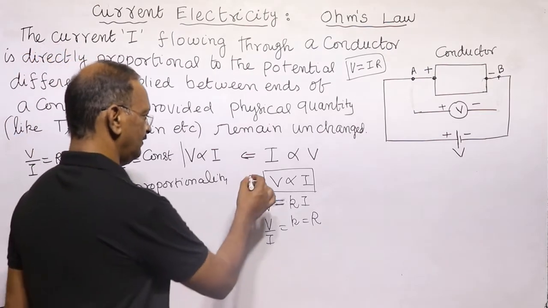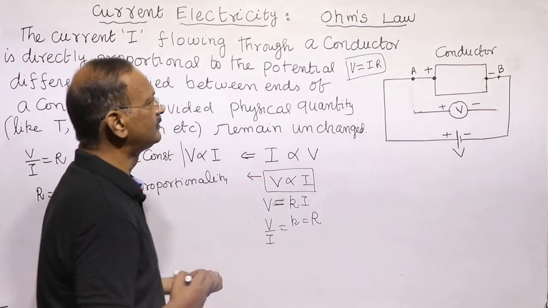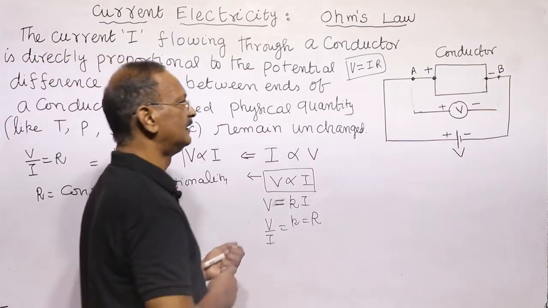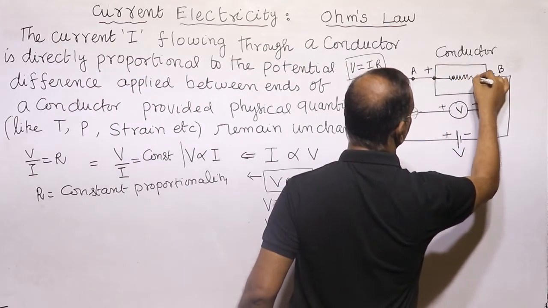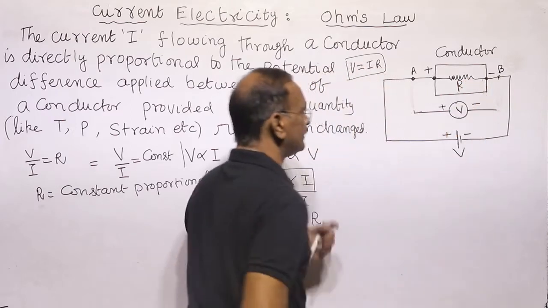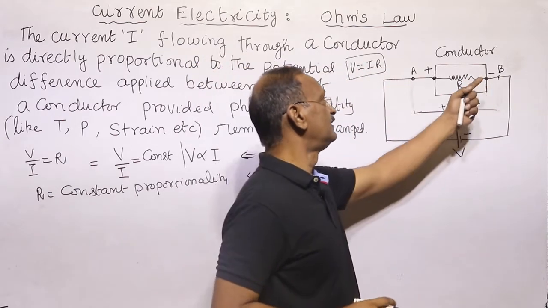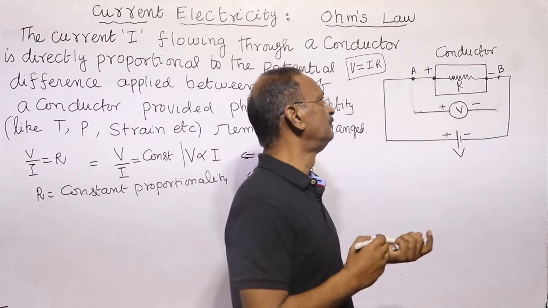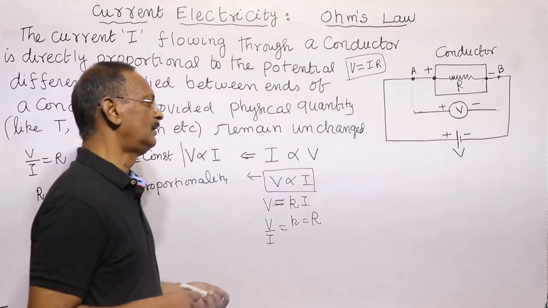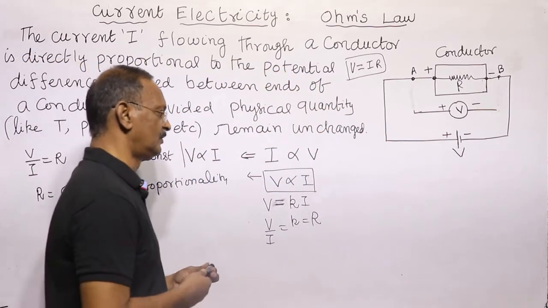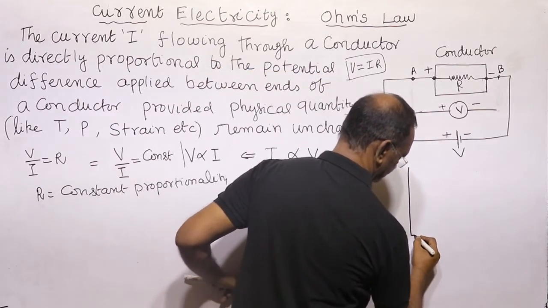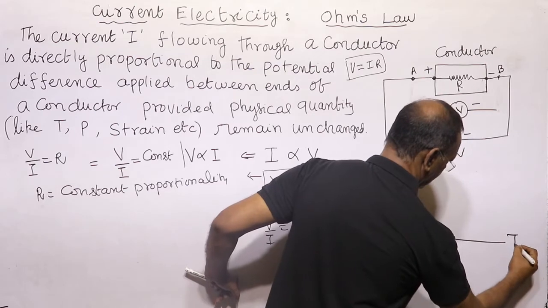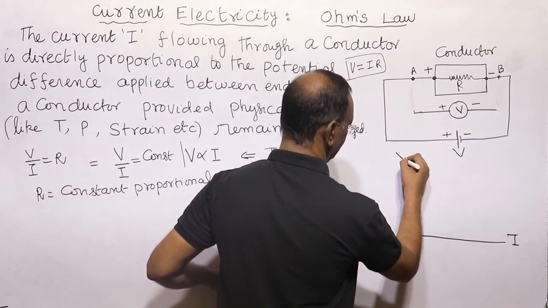It means from here we will draw the graph. What is an ohmic conductor? Resistance is the opposition offered to the flow of current by the conductor. Since V is proportional to I, we plot the graph. This is V, this is I.